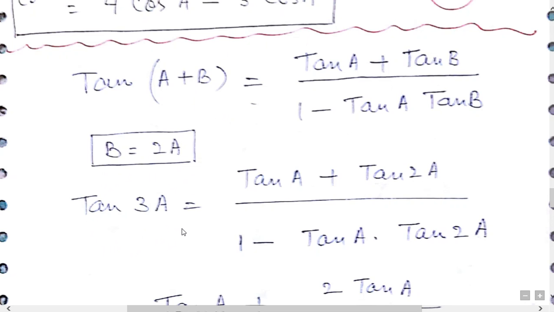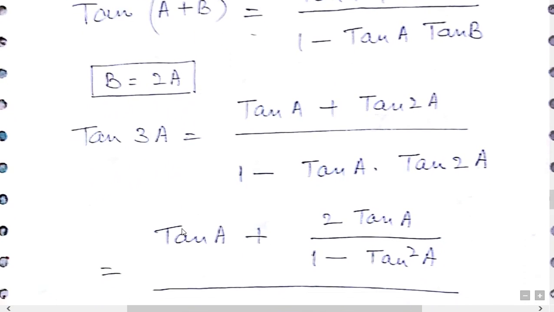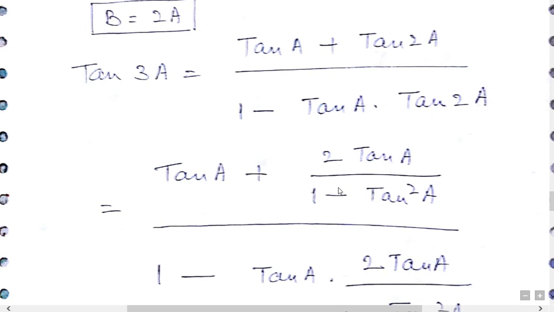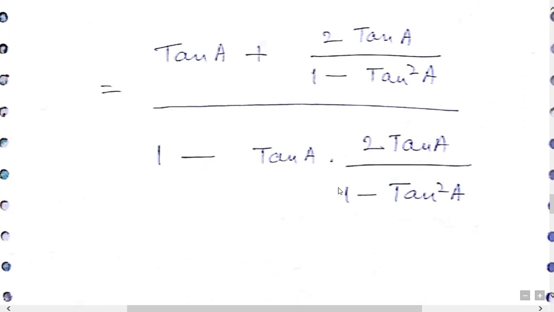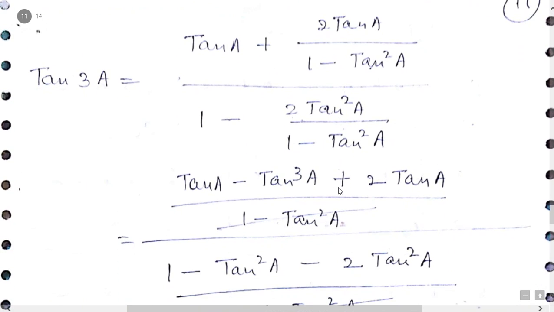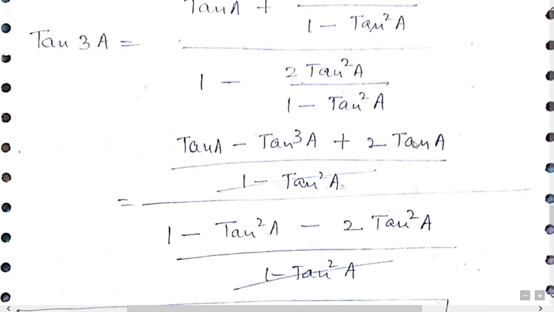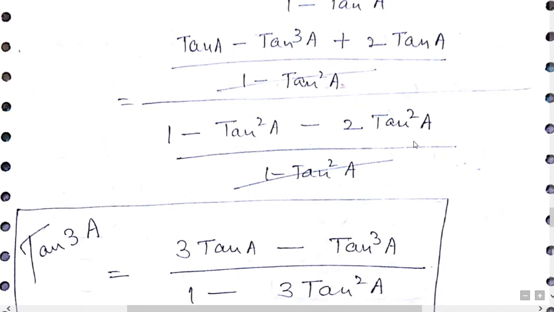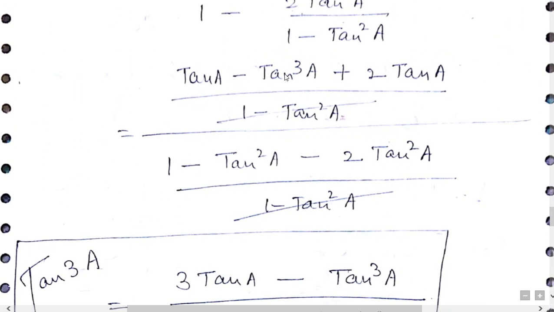Derive the formula for tan 3A. Insert the value of tan 2A in numerator and denominator. Then take LCM: 1 minus tan square A multiplied by tan A, minus tan cube A plus 2 tan A, and in denominator 1 minus tan square A minus 2 tan square A. And 1 minus tan square A on the numerator and denominator cancel with each other. It means the answer is 3 tan A minus tan cube A divided by 1 minus 3 tan square A. That's the formula for tan 3A.